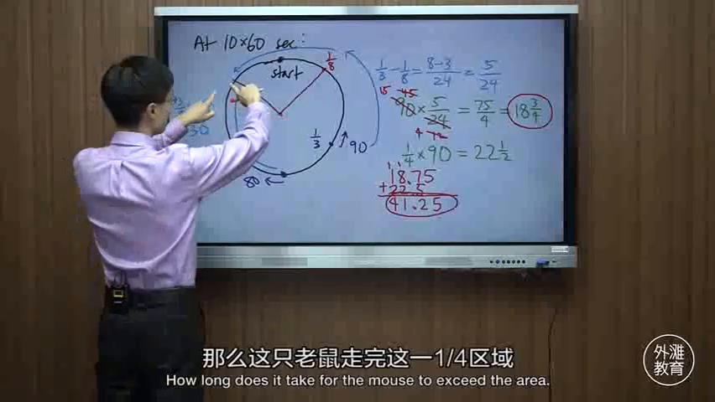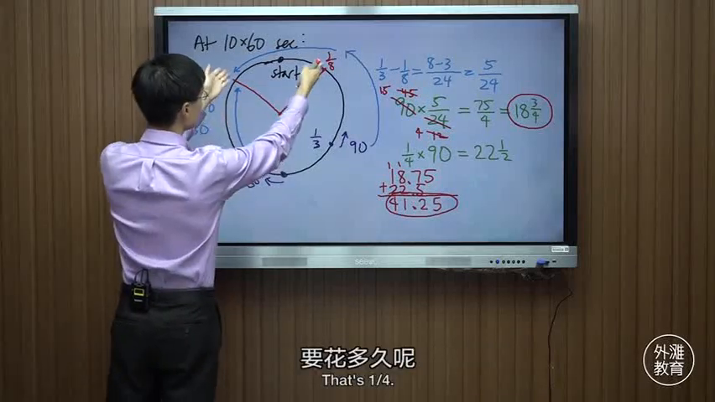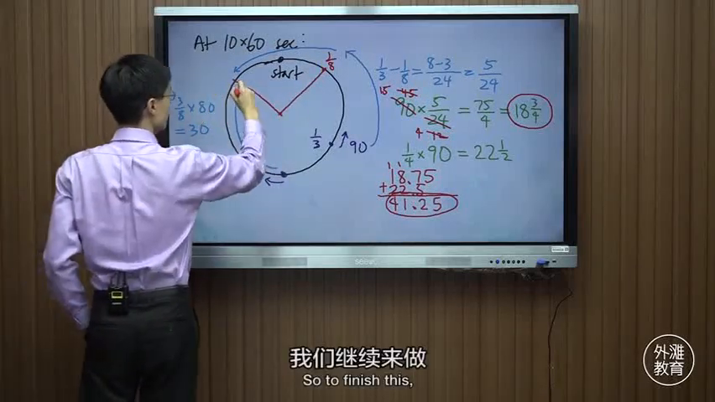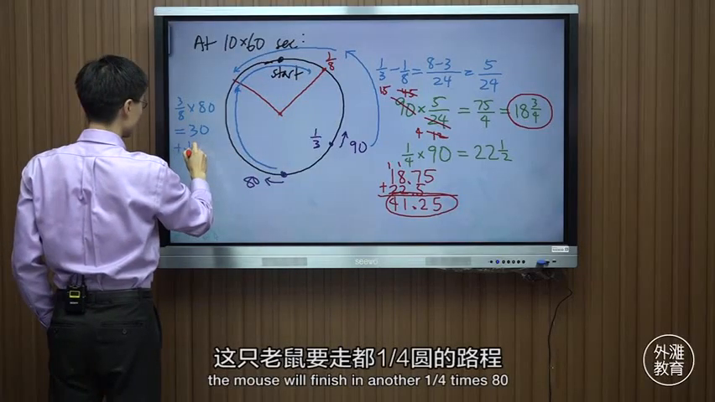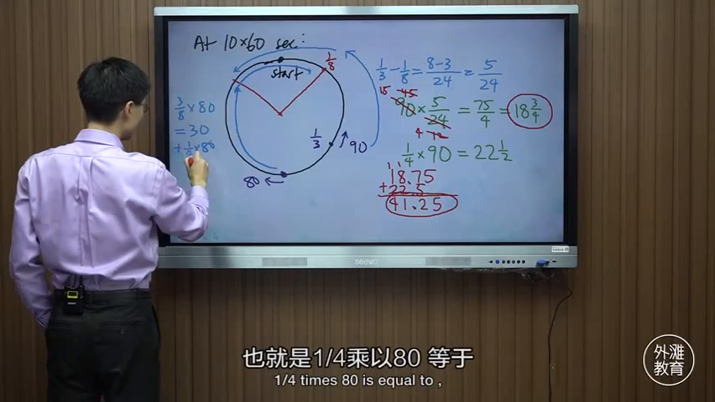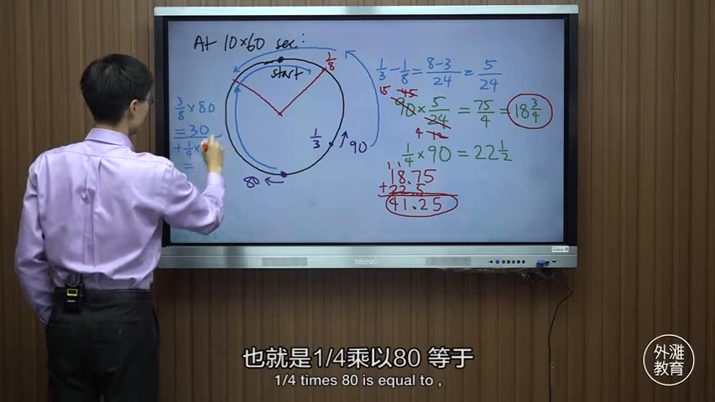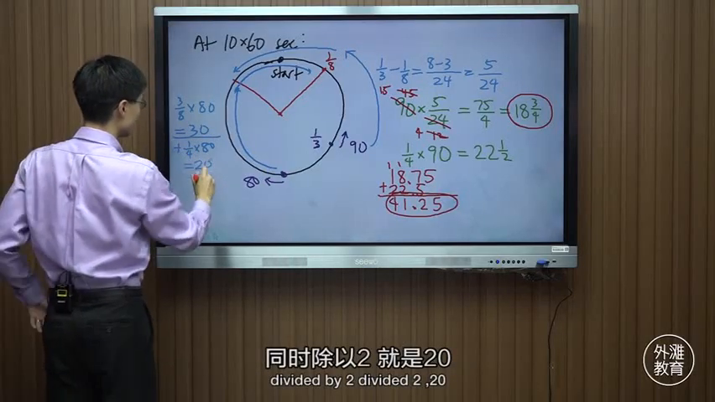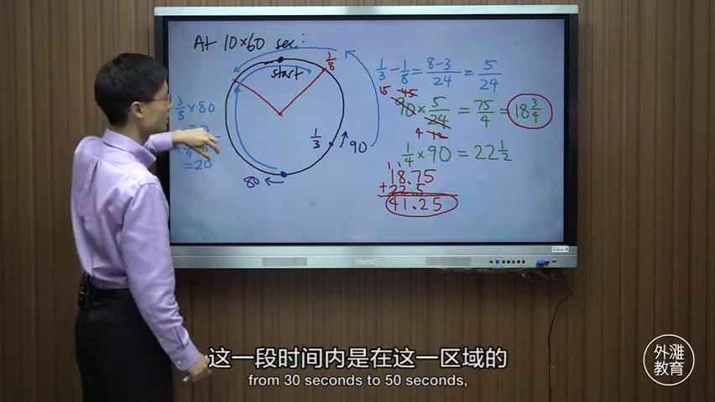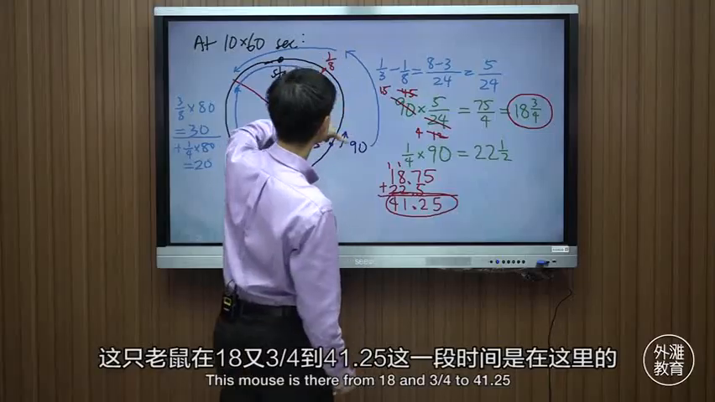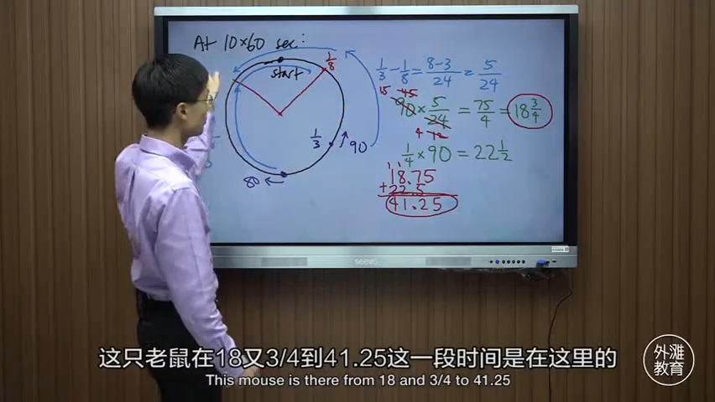How long does it take for the mouse to exit the area? That's 1/4. So to finish this, the mouse will finish in another 1/4 times 80. 1/4 times 80 is equal to, divide by 2, 20. So this mouse is in this region from 30 seconds to 50 seconds. This mouse is there from 18 3/4 to 41.25.